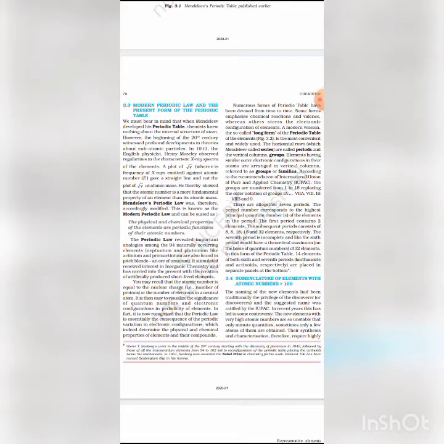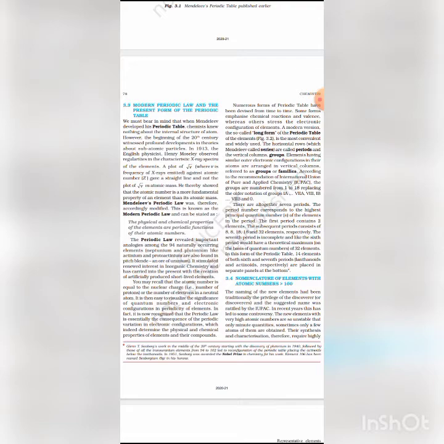The middle portion of the periodic table contains groups 3, 4, 5, 6, 7, 8, 9, 10, 11, 12, which are called transition elements. The elements belonging to groups 1, 2, 13, 14, 15, 16, 17 are called normal or representative elements. The periodic table is also divided into 4 blocks: S block, P block, D block and F block elements.